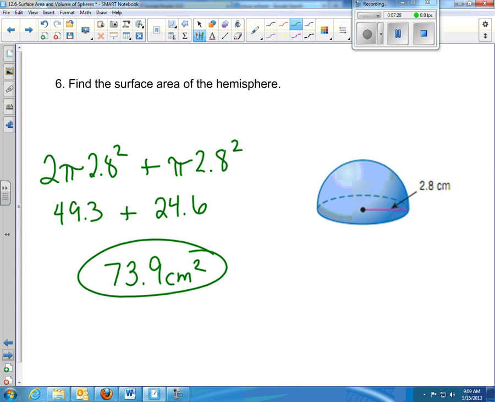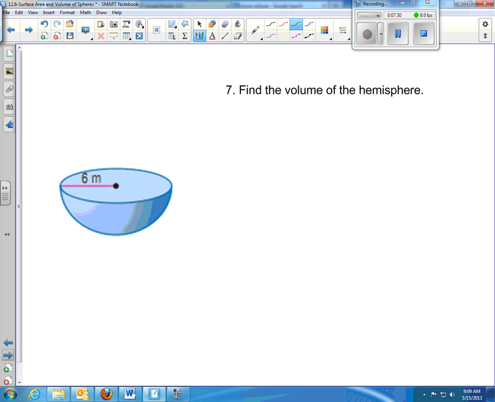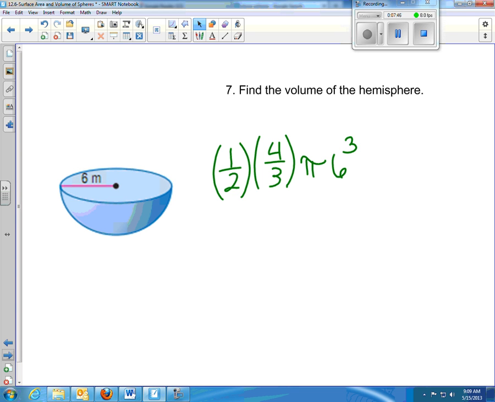Remember, surface area is squared. All right, volume of this hemisphere. Great thing, we're already given our radius. So we're going to do 1/2 and 4/3 pi times our radius cubed. Go ahead and do that into your calculator and come with the answer for that tomorrow.